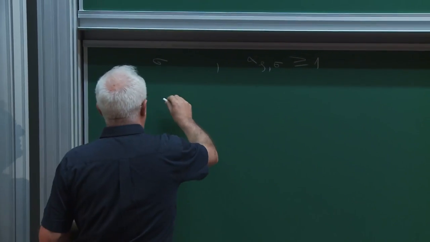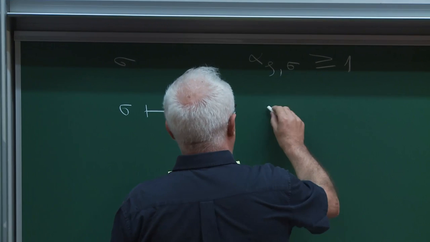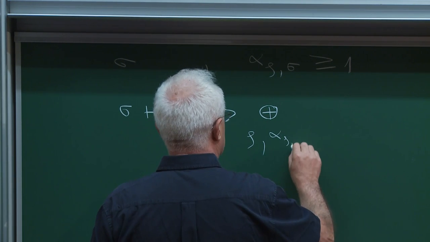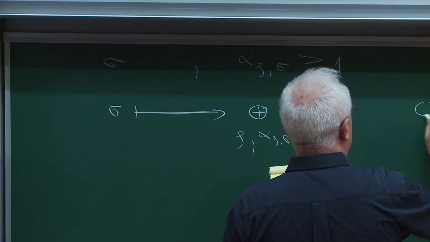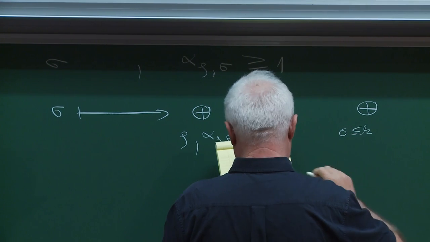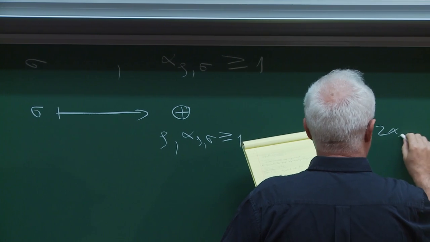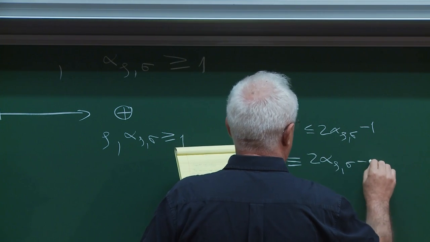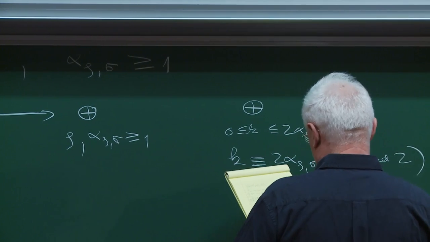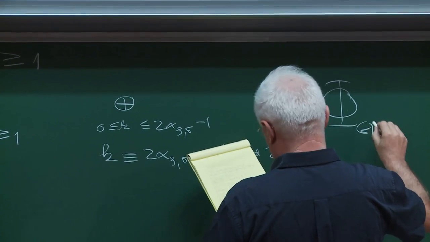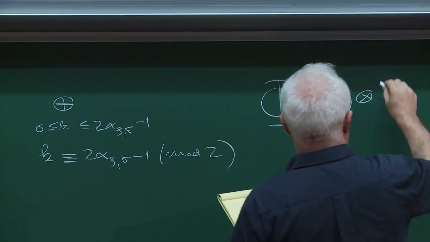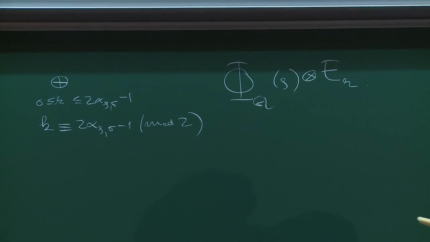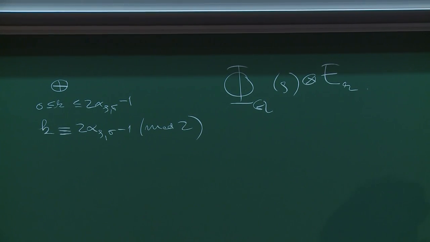So it's the following: sigma corresponds to a direct sum, running over self-contragredient rho such that alpha rho sigma is greater than or equal to 1. Now you have a direct sum over k greater than or equal to 0, less than or equal to alpha rho sigma minus 1, such that k is congruent to 2 alpha rho sigma minus 1 modulo 2. And here you have phi of rho, the local Langlands correspondence for GL, tensor product with E_k, which is the unique analytic irreducible k-dimensional representation of SL2(C).